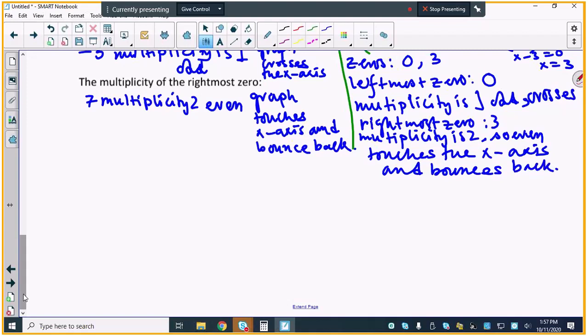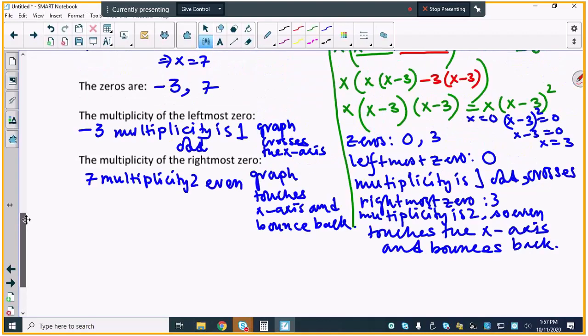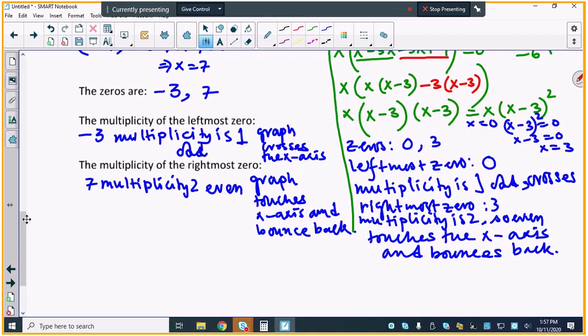And maybe I should be a little more precise when I say touches or crosses. Remember, these are your real x-intercepts. So in the first example, when I said the 0 is -3, and I said the graph crosses the x-axis, it is crossing at -3, 0 at this point. And at 7, the graph touches and bounces back, so it is happening at 7, 0. In the second example, at 0, it is going to cross, so the crossing is happening at 0, 0. And at 3, it is going to touch and bounce back, so that is happening at 3, 0. All of them are x-intercepts.